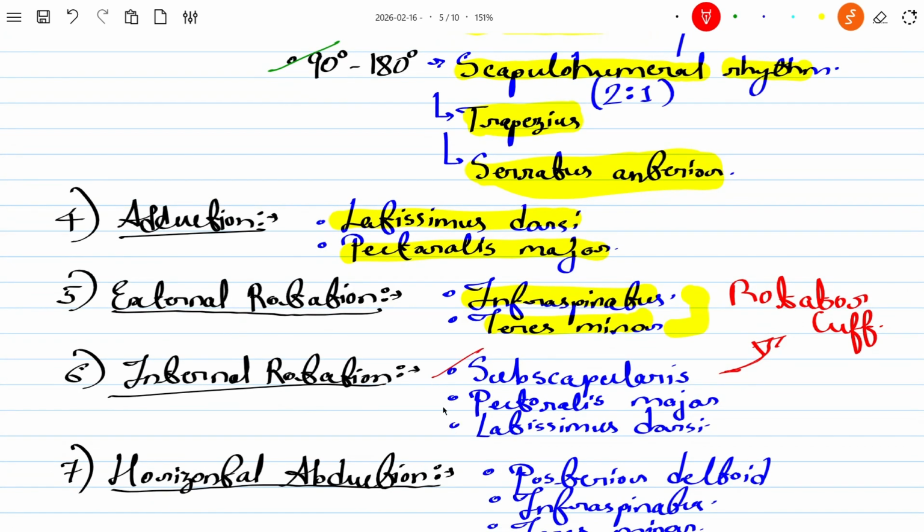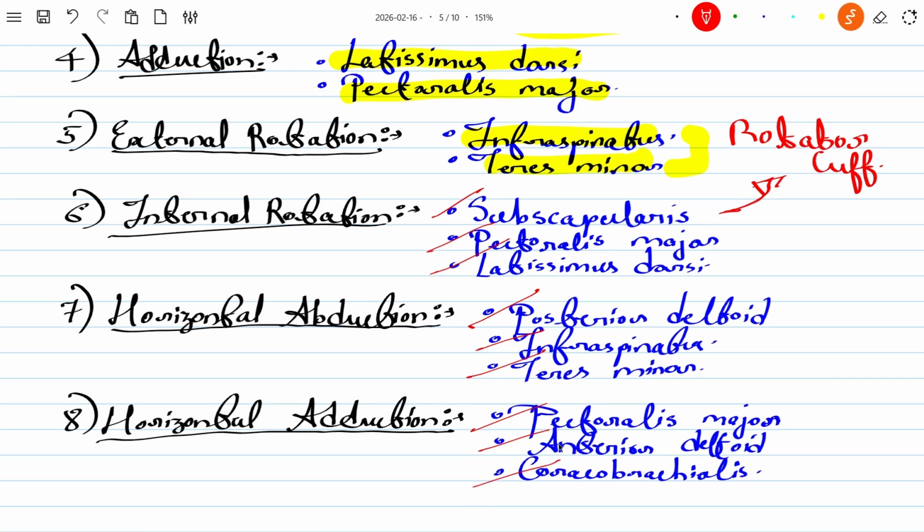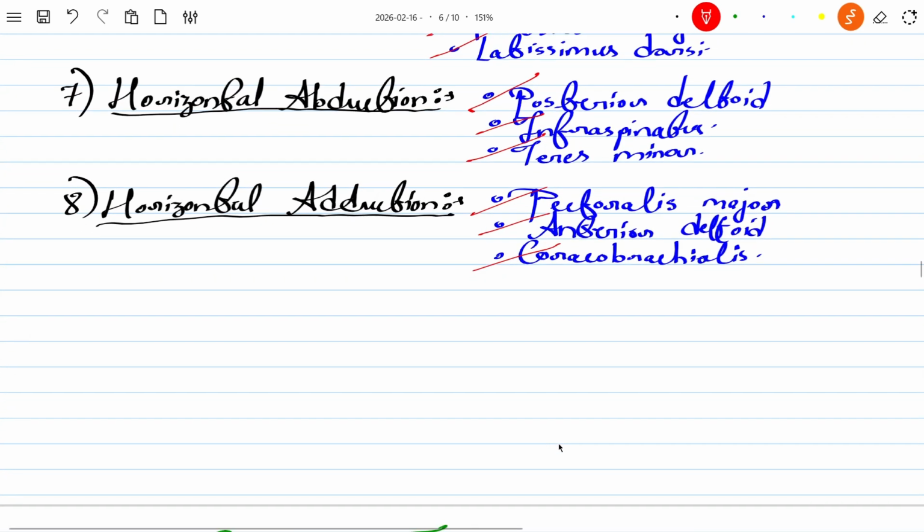So the internal rotation is done by your subscapularis, then pectoralis major and latissimus dorsi. Horizontal abduction is a special kind of movement that is carried out by the posterior deltoid fibers, infraspinatus and your teres minor. Then horizontal adduction is carried out by pectoralis major, anterior deltoid fibers and your coracobrachialis muscle.